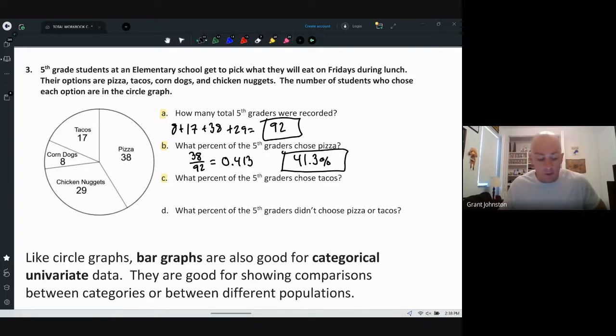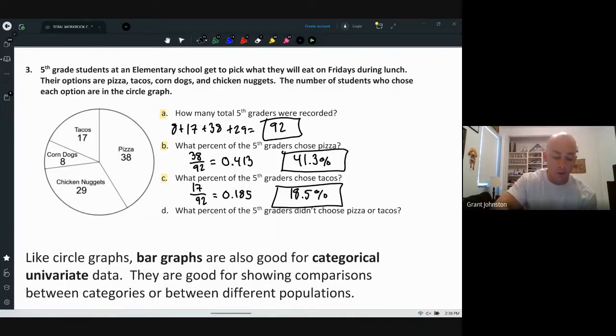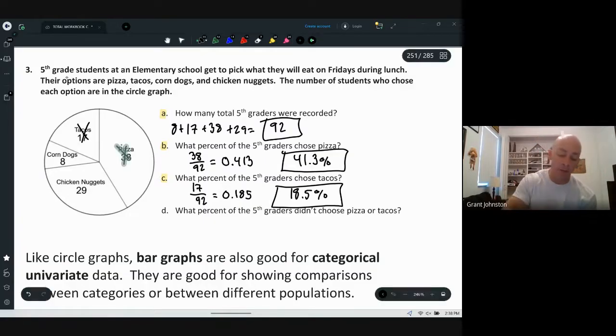What percent chose tacos? So 17 out of the 92. I got 0.185 if I'm rounding. So that's about 18.5%. And then I'll let you do D. It says what percent of the 5th graders didn't choose pizza or tacos? So you would do the corn dogs and the chicken nuggets together to figure that one out. But I'll let you do that one.